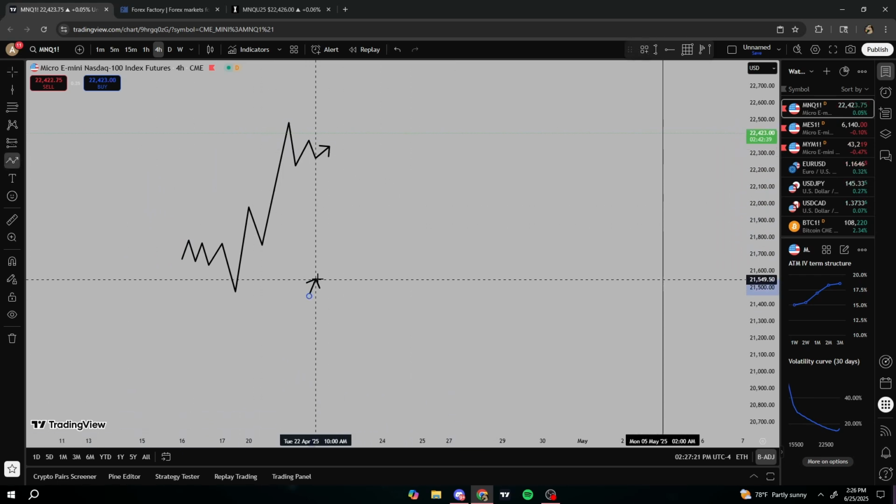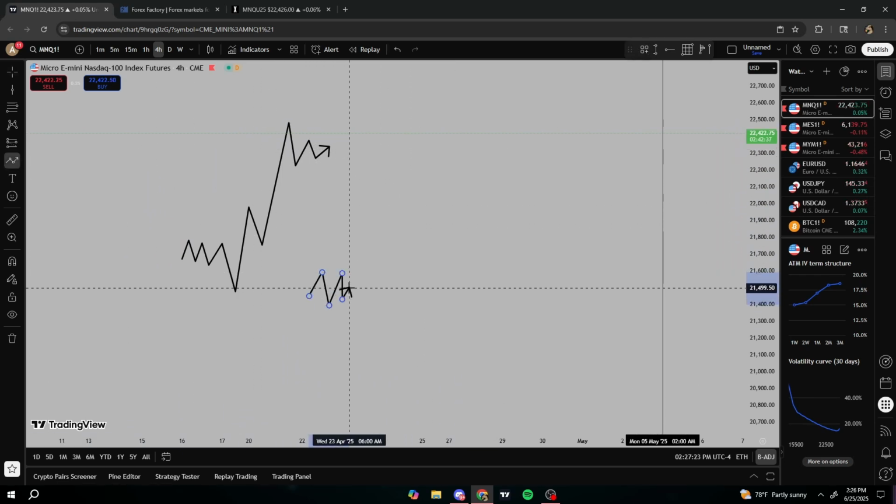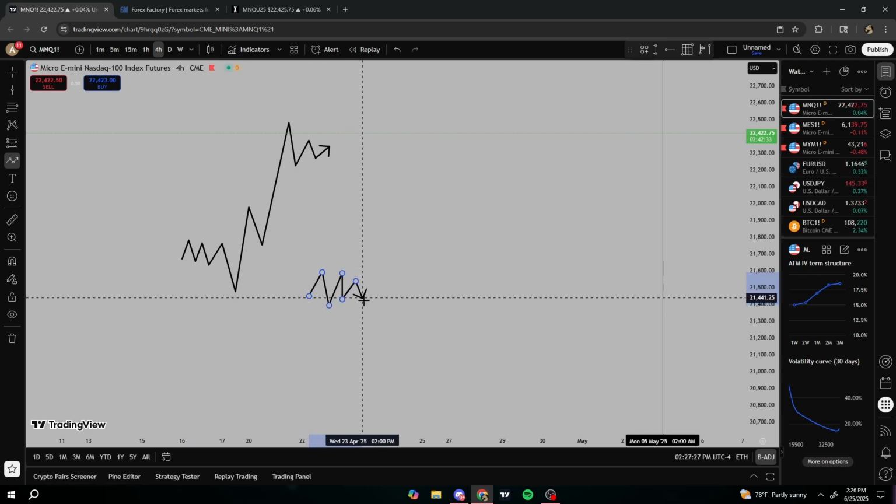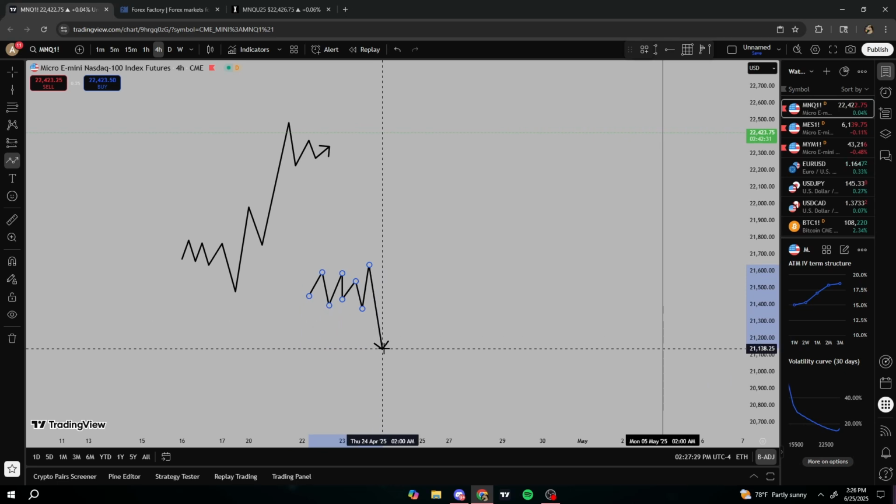So, typically, for ICT traders, a lot of them don't trade Monday because it's the accumulation of the weekly candle. So we accumulate on Monday, ranging. Tuesday has, I think, a 70 to 80% chance of putting in the low or high of the week. So it's just right here.